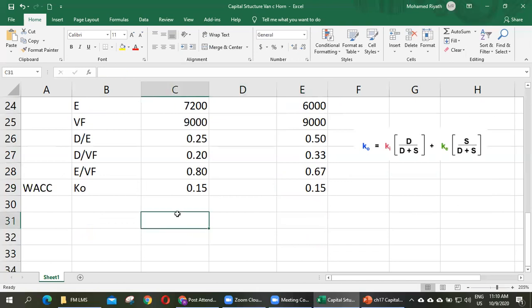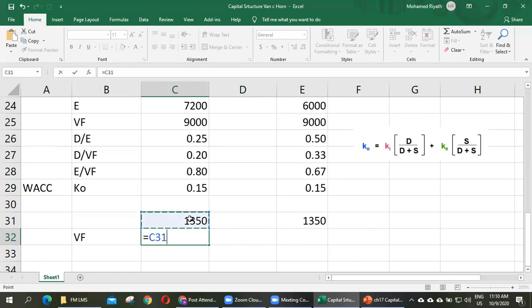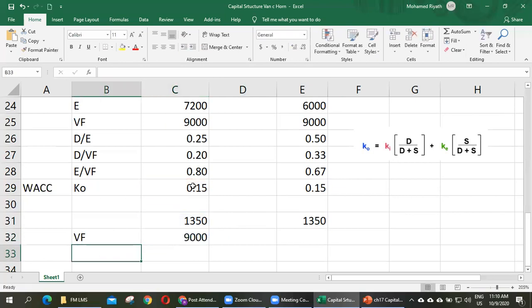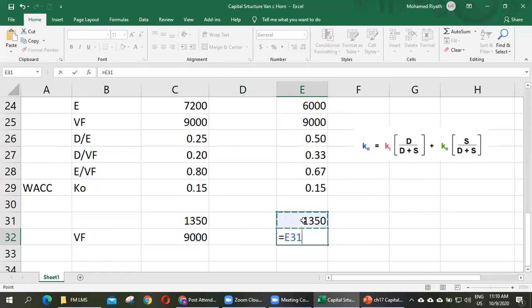Here the profit is 1,350. In both cases the profit is the same, right? And the cost of capital is this value. Then the value of the firm equals how much? Net operating profit divided by overall cost of capital equals 9,000. The same way here, net operating profit divided by overall cost of capital equals 9,000, right?